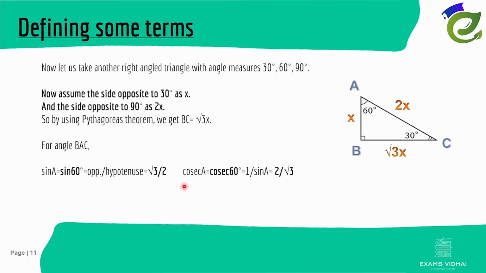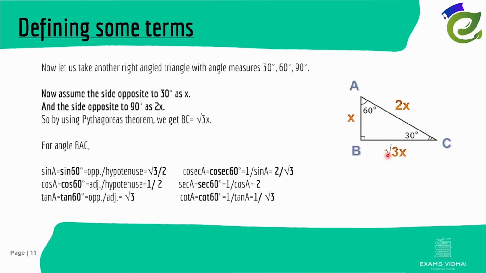And the cosecant, which will be the reciprocal of sine, will be 2 by root 3. Next, cos 60 is AB by AC, adjacent over hypotenuse. So X by 2X, which is 1 by 2. And secant, the reciprocal of cos, is 2.